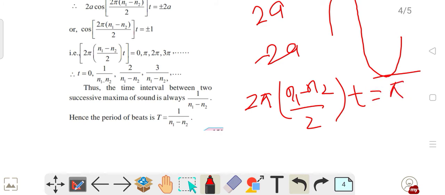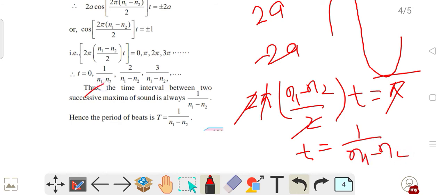So I will do π. When π, the π and π cancel, 2 and 2 cancel. So t = 1/(n1 − n2). Similarly 2/(n1 − n2), 3/(n1 − n2). So this is the time interval at which the amplitudes will be maximum or minimum.